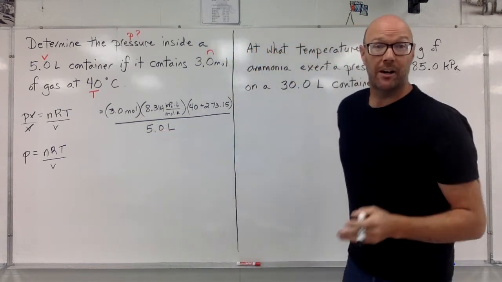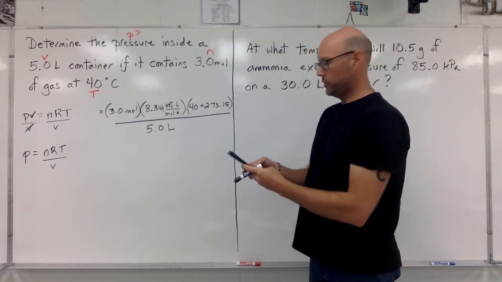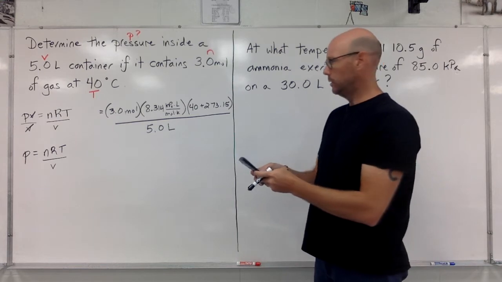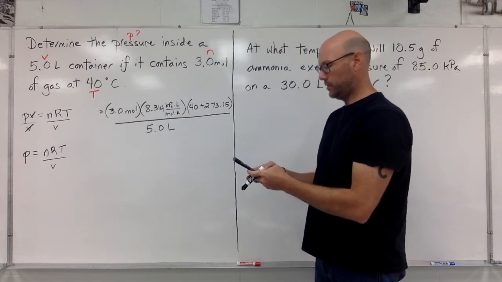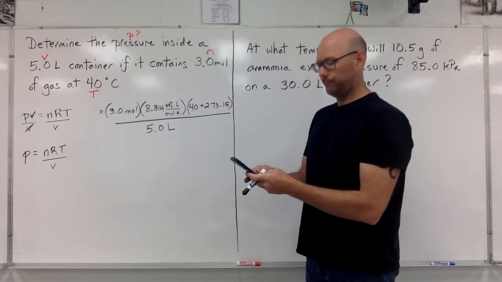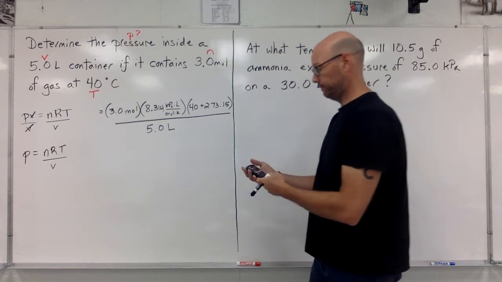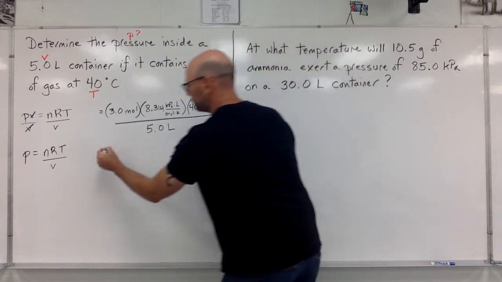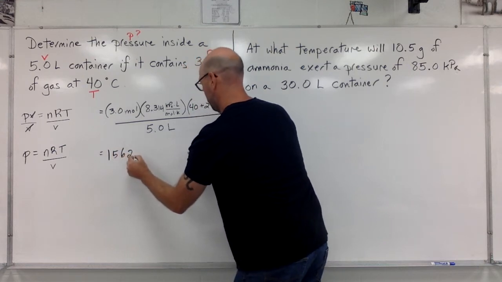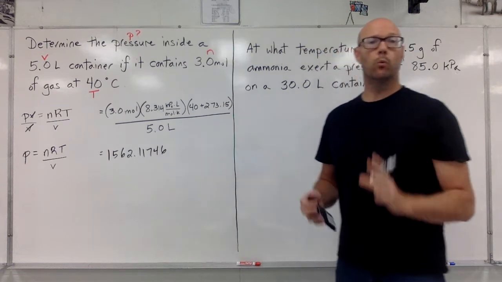From there, we can calculate 3 times 8.314 times (40 plus 273.15) divided by 5, which is 1,562.11746. This is our raw answer.